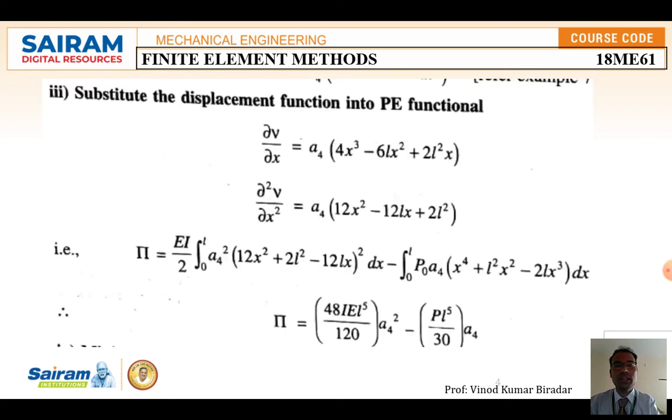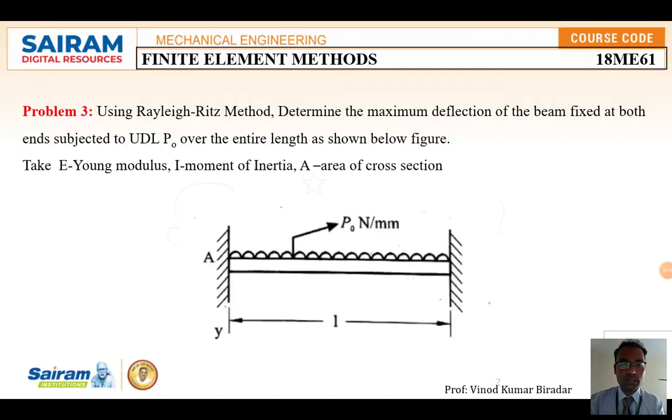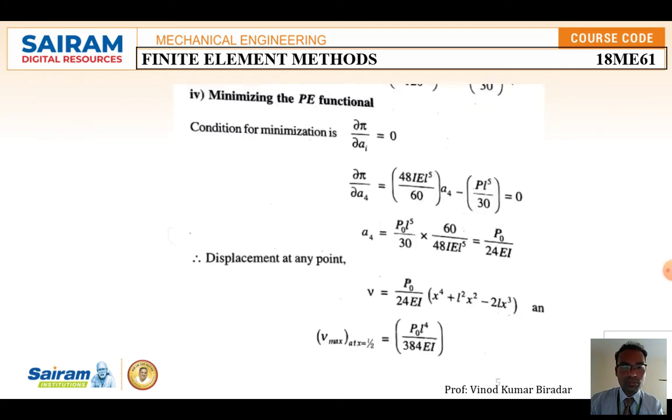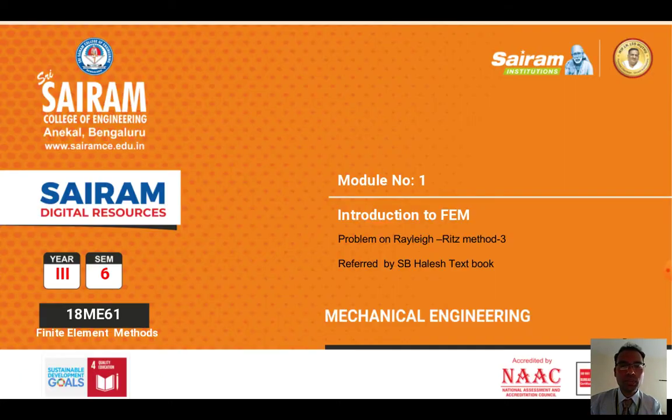Okay, like this you have to calculate the problems on the Rayleigh-Ritz method with respect to beams. I hope you understand. So the final answer is there. This final answer we are going to use directly in the upcoming problems. So what is the deflection of the beam for a UDL with both ends fixed? We have to use this formula, that is p naught L to the power of 4 divided by 384 EI. So this is the way to solve numerical problems on the Rayleigh-Ritz method.